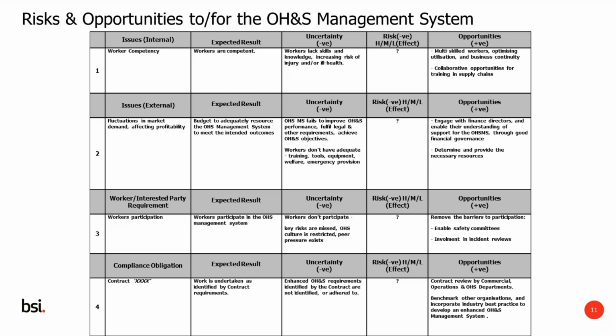Let's have a look at a worker, an interested party requirement. And one of the new requirements in this standard, or enhanced requirements, I should say, is worker participation. So the expected result is that workers participate in the occupational health and safety management system. The undesired consequence is that workers don't participate, and because they're not participating, key risks are missed. OHS culture is restricted, and maybe you could also have some peer pressure there that stops that flow of information.